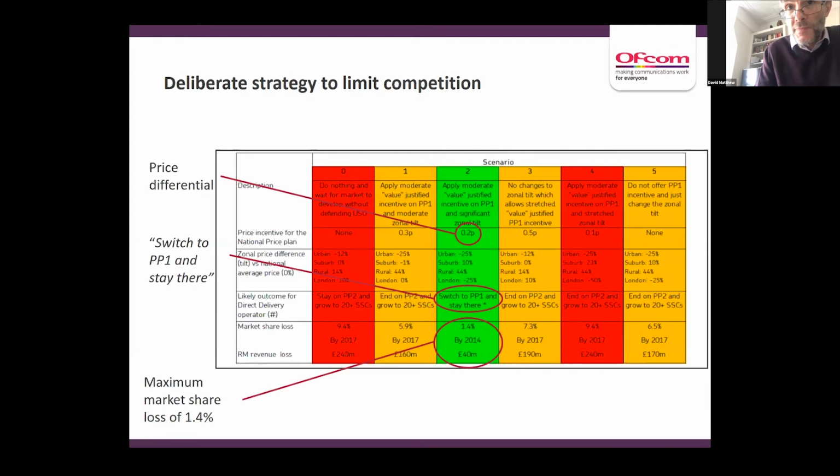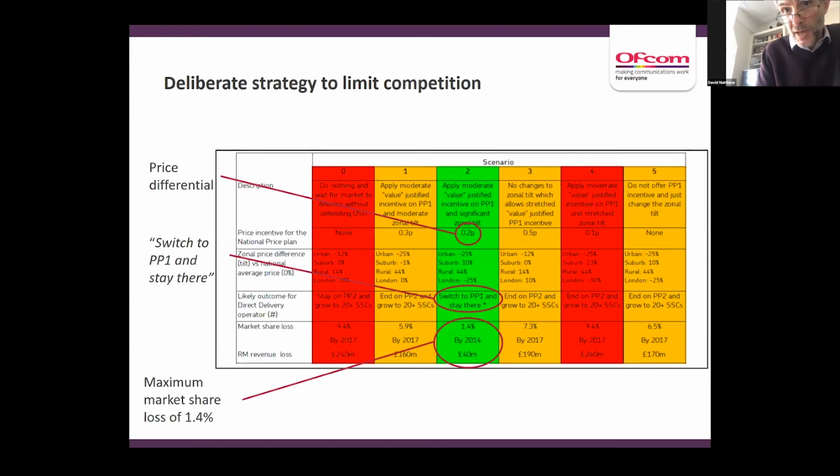In this one, what's the likely outcome for the direct delivery operator? That's the penultimate row. It's switch to PP1 and stay there. And what that means is, in plain language, that Whistl ceases its entry and then gets the benefit of the cheaper pricing option that Royal Mail makes available. So that's the one where Whistl doesn't enter.